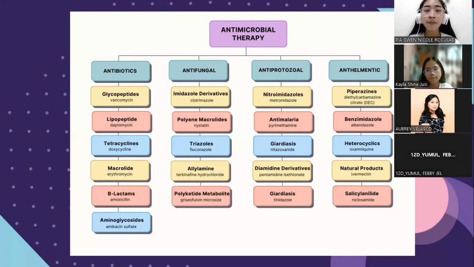And for the last one, the anthelmintic, these agents are vital in the fight against parasitic worm infections, also known as helminthiasis. This report seeks to categorize anthelmintic agents into specific groups and provide notable examples within each category. Understanding these classifications is crucial for effectively combating helminthic infections and devising appropriate treatment strategies. Next slide.